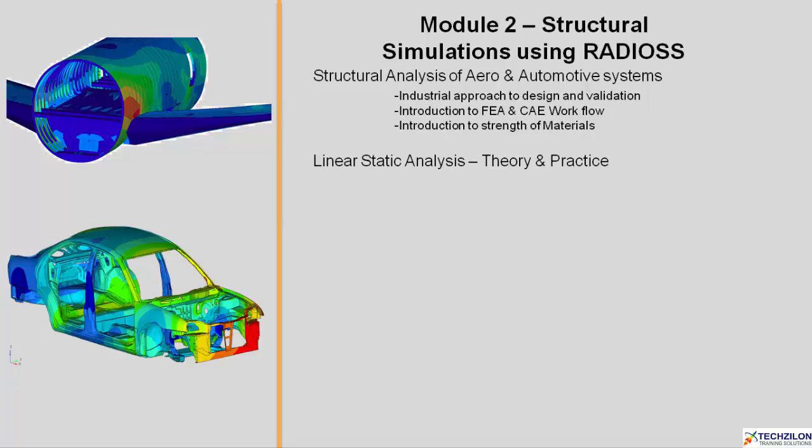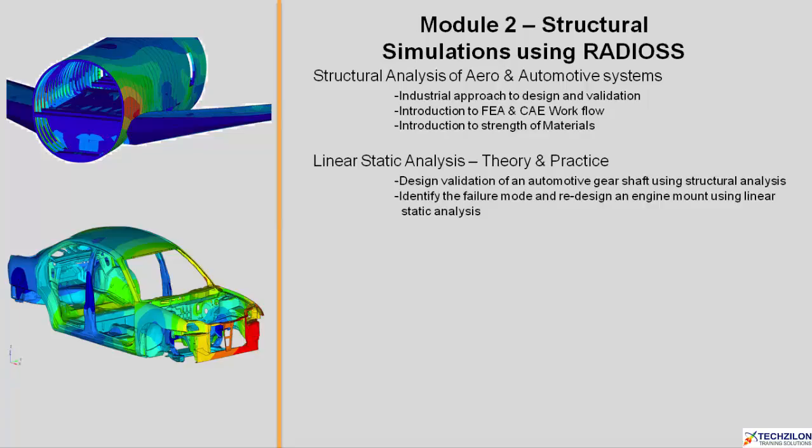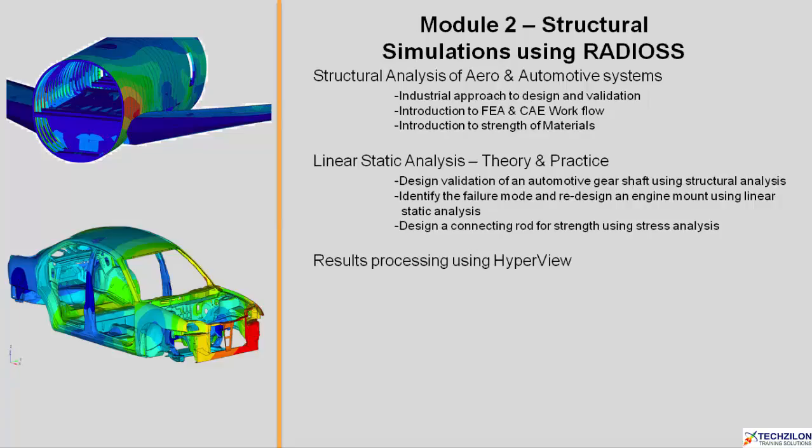Here you will learn about the design validation of an automotive gear shaft using structural analysis, identify the failure mode and redesign an engine mount using linear static analysis, and design a connecting rod for strength using stress analysis. You will also learn how to process results using HyperView. You will finally learn how to interpret and document results.